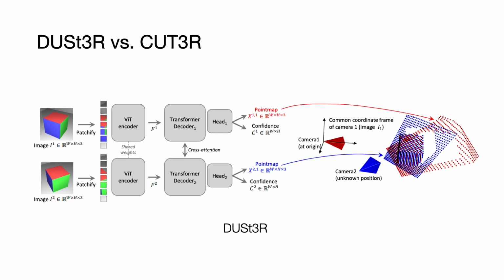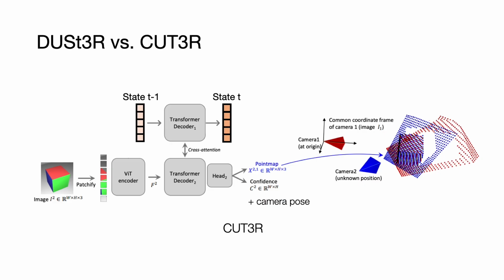There's a very intuitive way to contrast the two architectures, which is that you can think of Qt as replacing one side of the transformer decoder with this persistent state. So basically, Duster works on a pair of images, but Qt has a state that contains all previous contexts. And this simple change allows it to handle a flexible number of images, to update online, and to incorporate longer context.